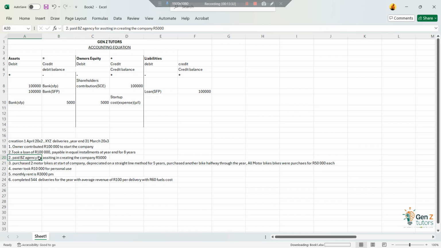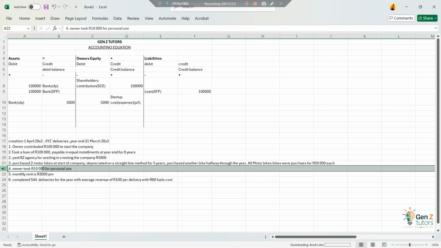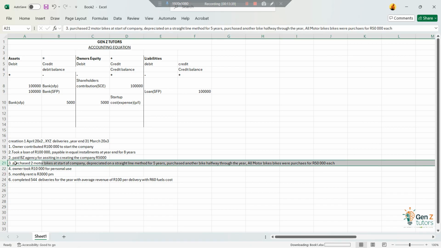It says purchase 2 motorbikes at the start of the company, which is our inception date in April, and which are depreciated on a straight line method for 5 years, and purchase another bike halfway through the year. All motorbikes are purchased for 50,000 each.